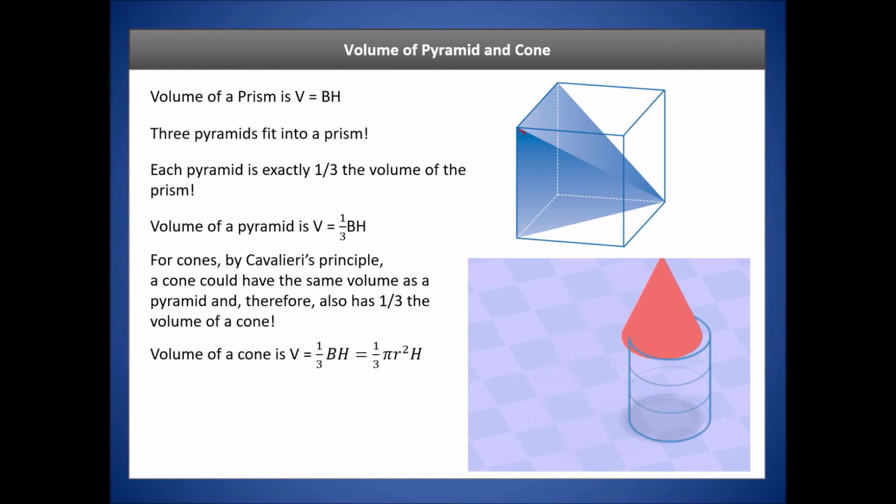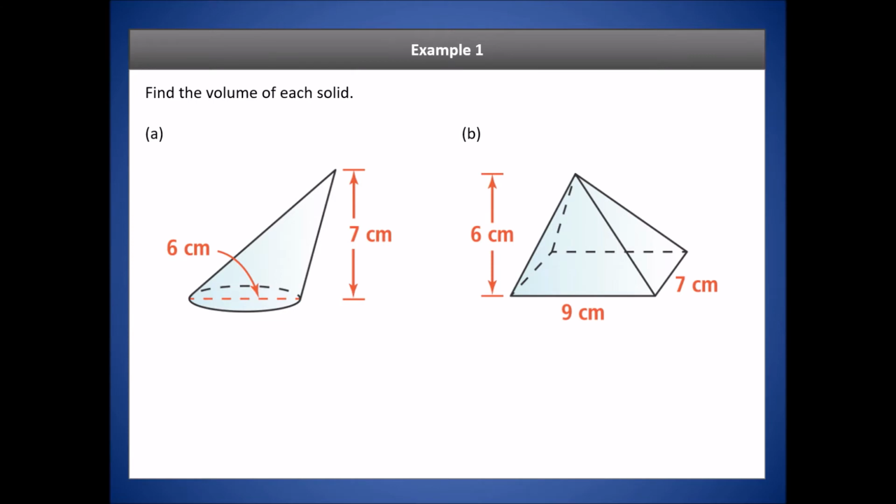So if I look at this animation here, we can have 3 cones. So that's 1 cone. There's a second cone. If we were to melt that down, or fill up the water that's in that, there would be 3 cones that would fit in that cylinder. Okay, so now we got the volume for the cone and the volume for any pyramid. So let's take a look at the first question.